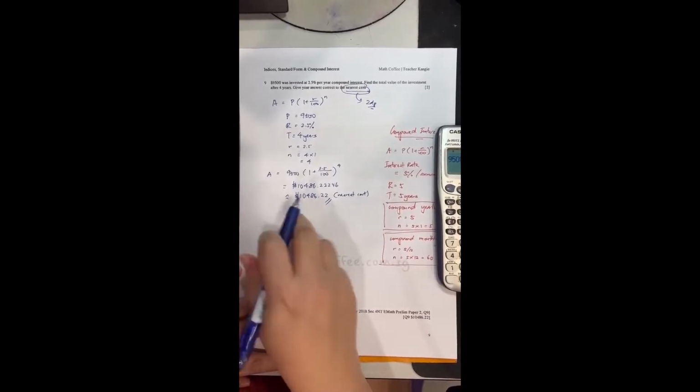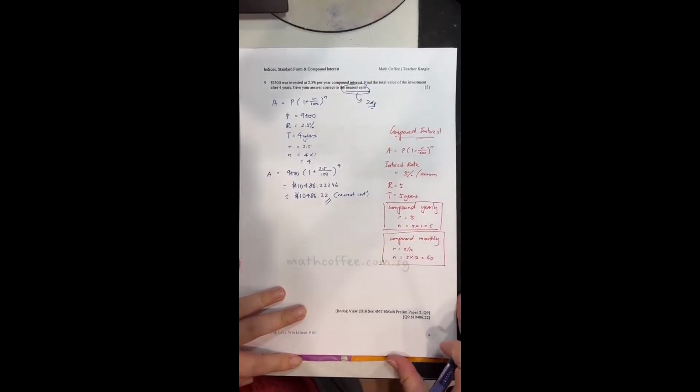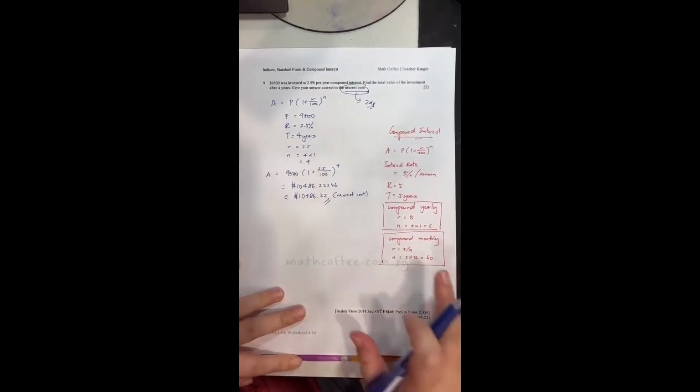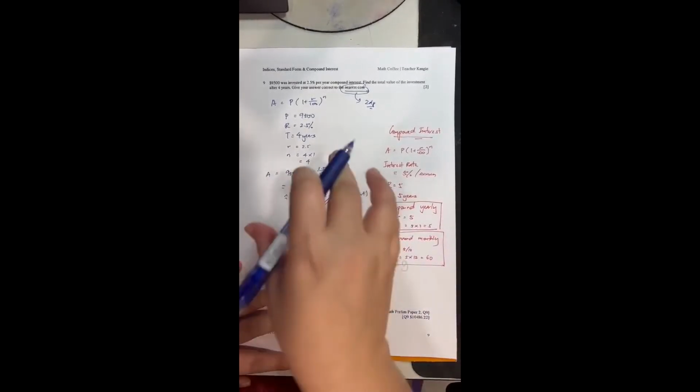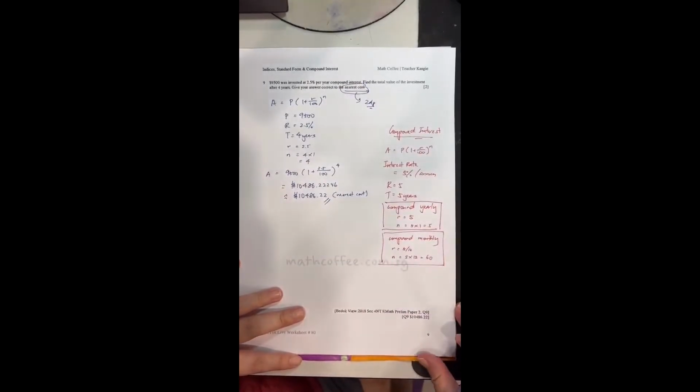Done. Okay, so this is for this question. Very straightforward. This is a normal text question. That's why it's just compound yearly. I'm just going in depth to teach so that you all know how I get the individual numbers.